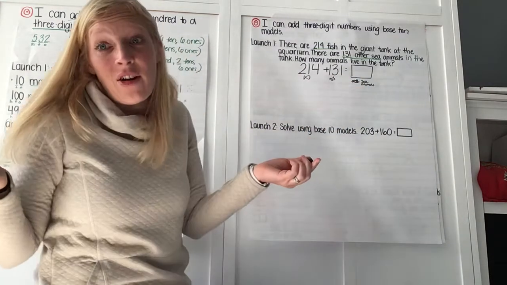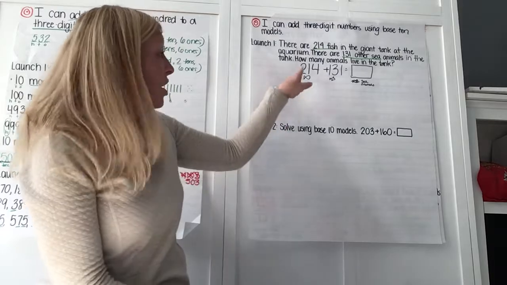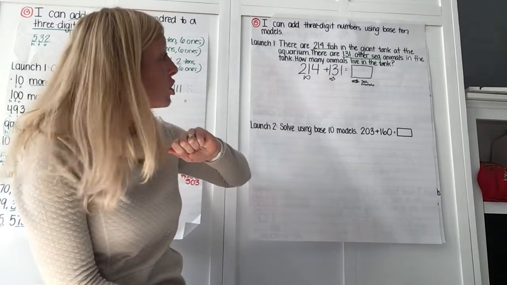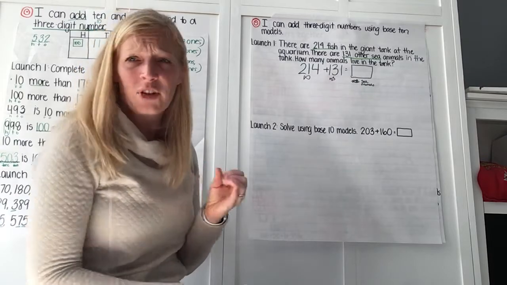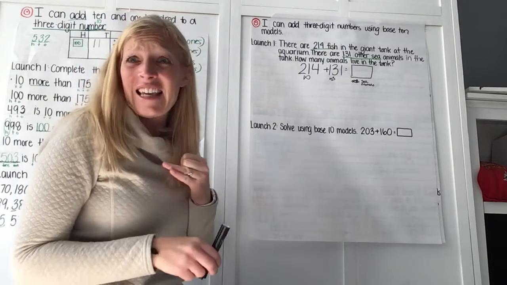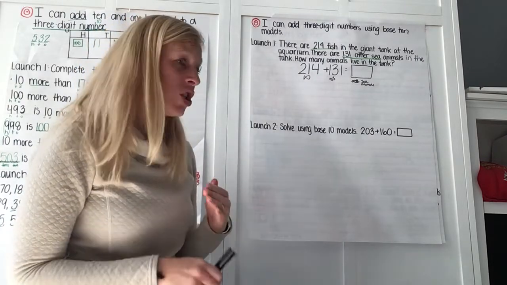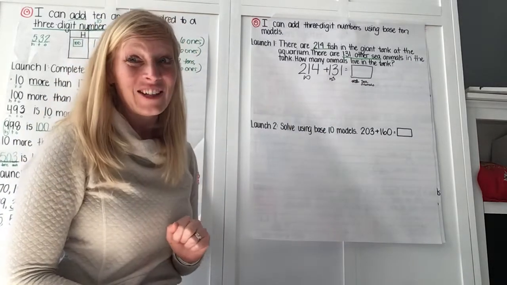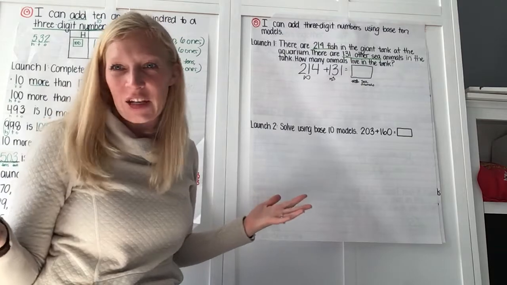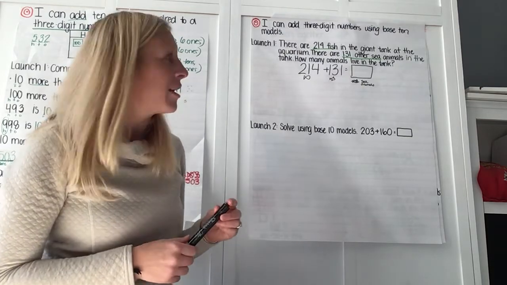We don't know how many there are altogether. We know there's 214 fish. We know there's 131 other sea animals. Could be octopus, could be seals, could be whales, could be sharks, could be anything. But we don't know how many there are altogether. What are those amazing creatures that are filling up this huge tank?